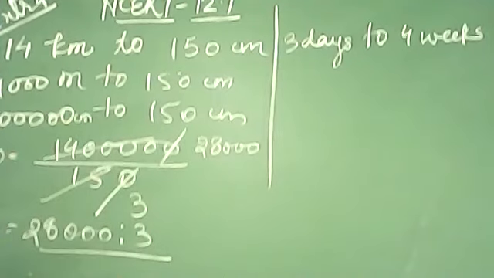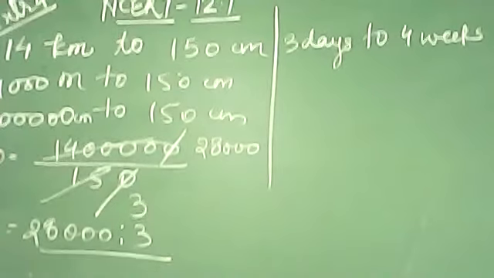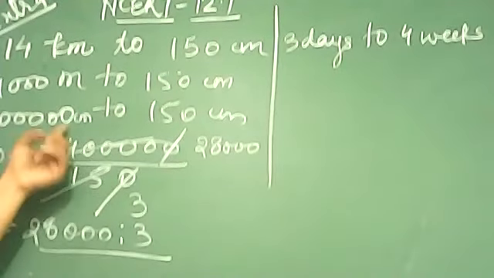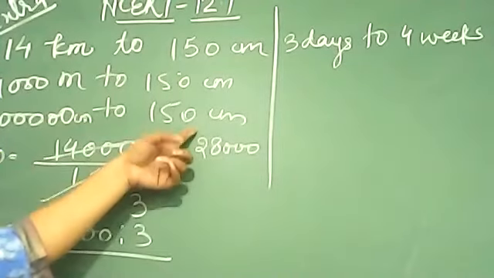ठीक है, अब हो गया ये मीटर में. Now meter to centimeter, 1 meter means 100 centimeter. 2 more zero you will add it. So 2 more zero I have added it. Now this is centimeter, and this was already centimeter.